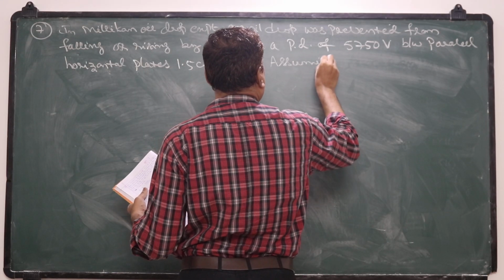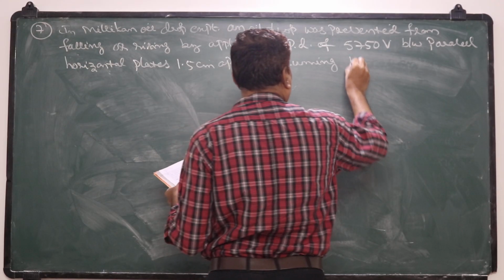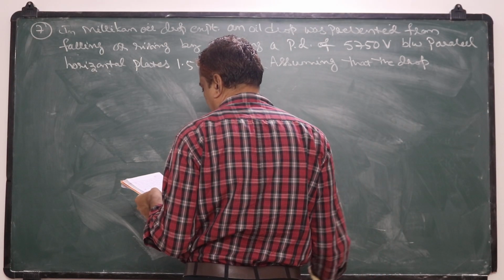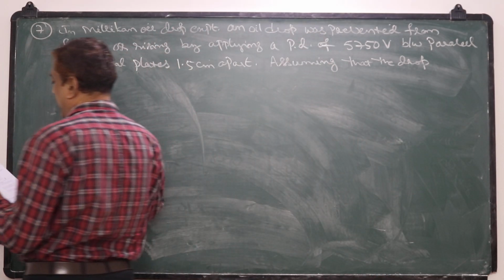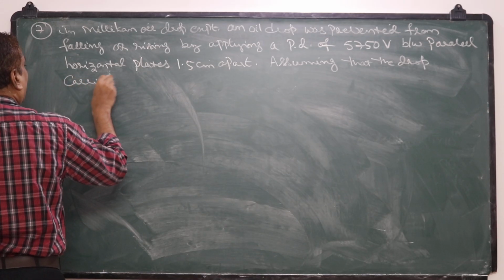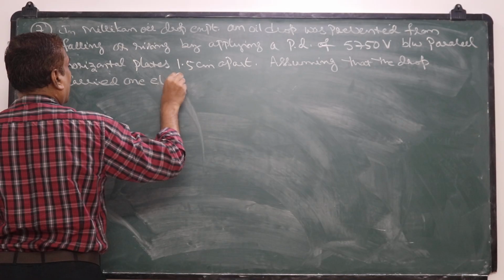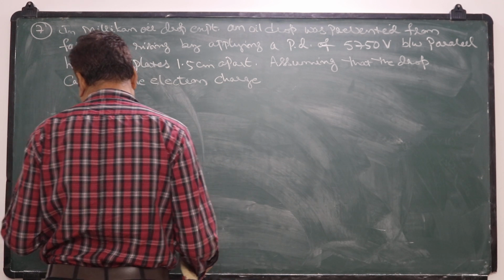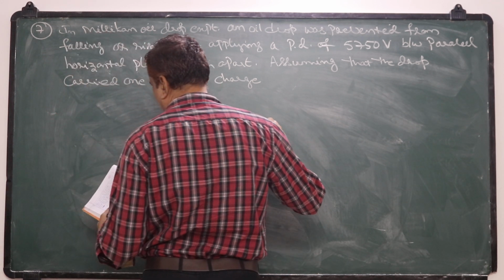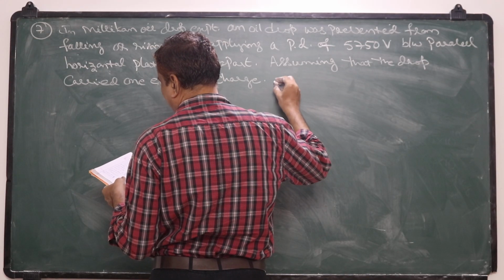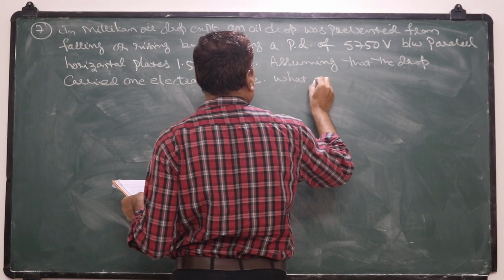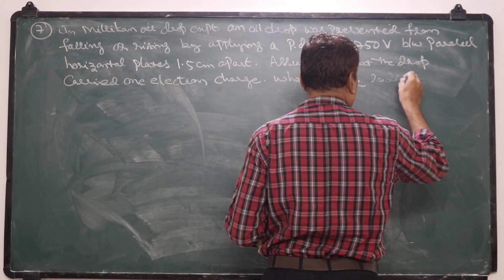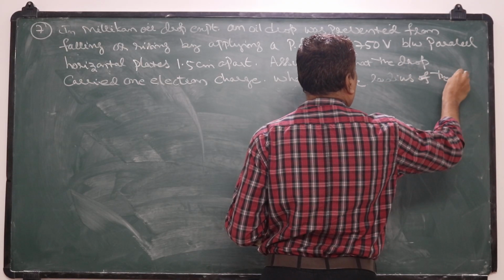Assuming that the drop carried one electron charge, what was the radius of the drop?